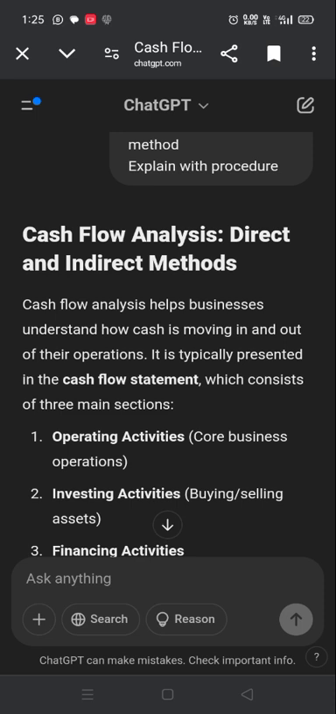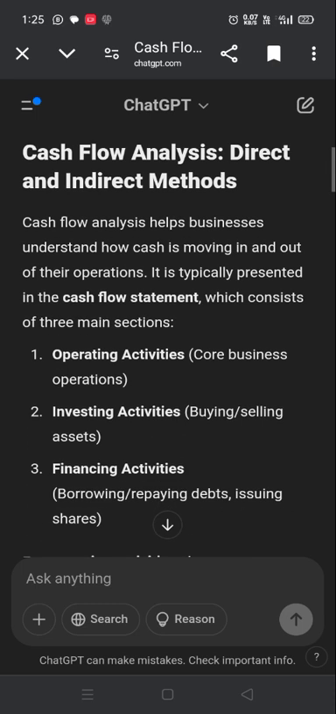It is generally presented in the cash flow statement. The cash flow statement generally consists of three sections, or we can say the cash flow statement is prepared using three activities. One is your operating activities, second is your investing activities, and third is your financing activities.